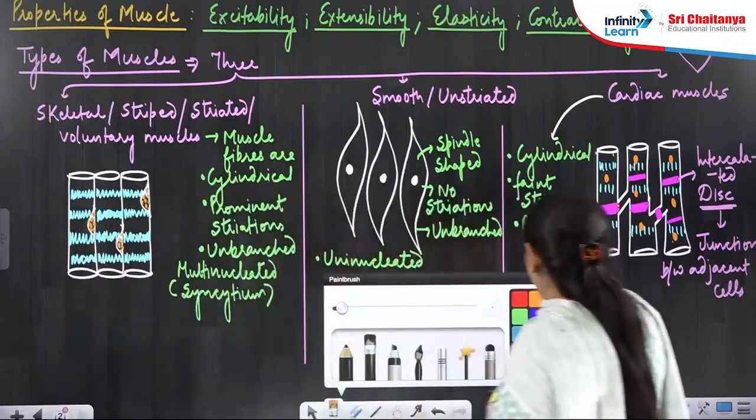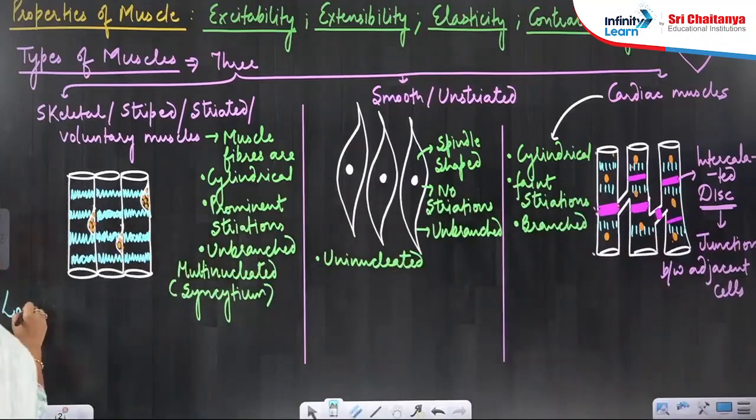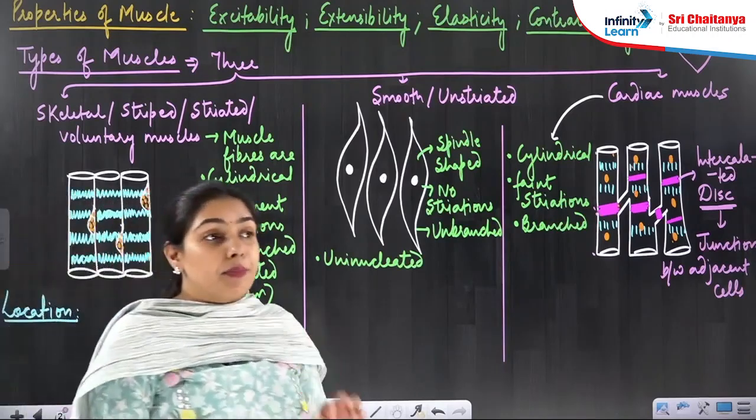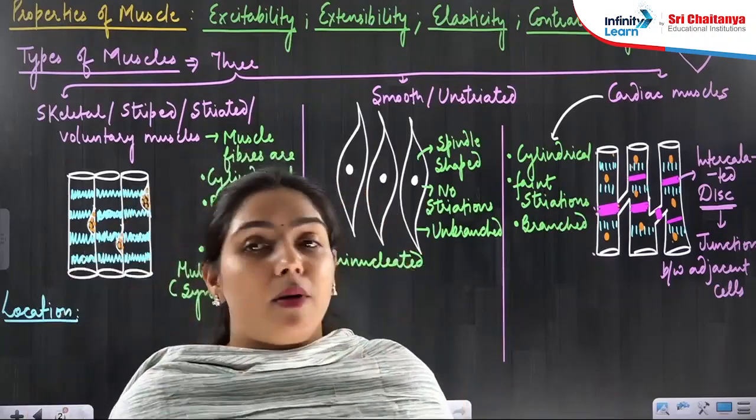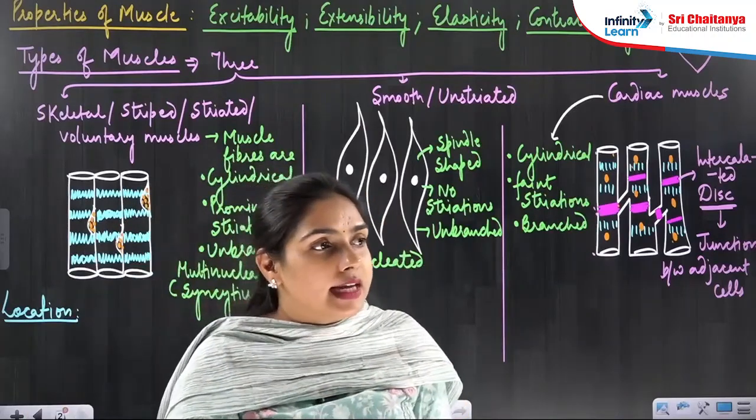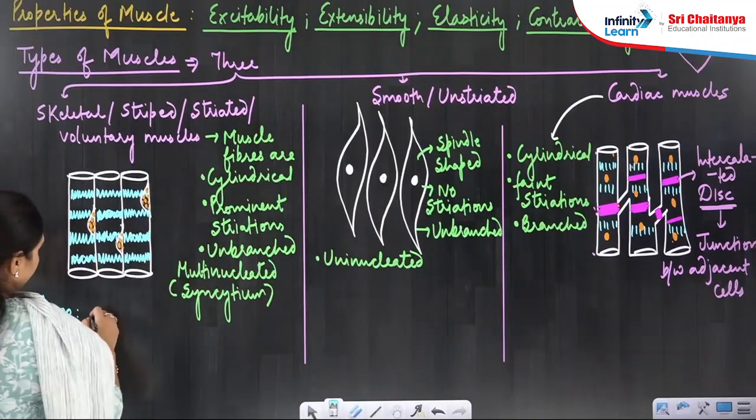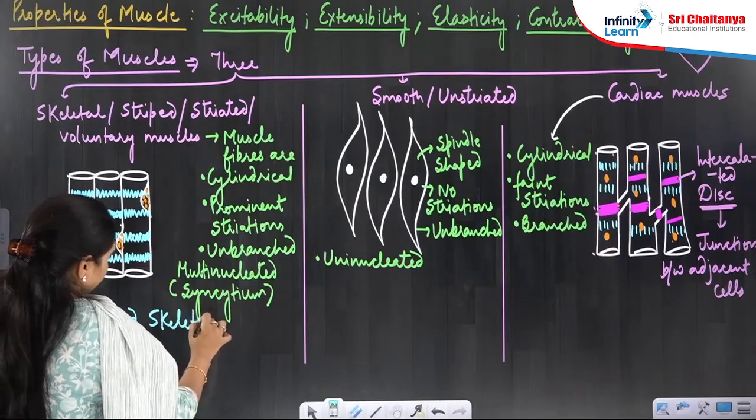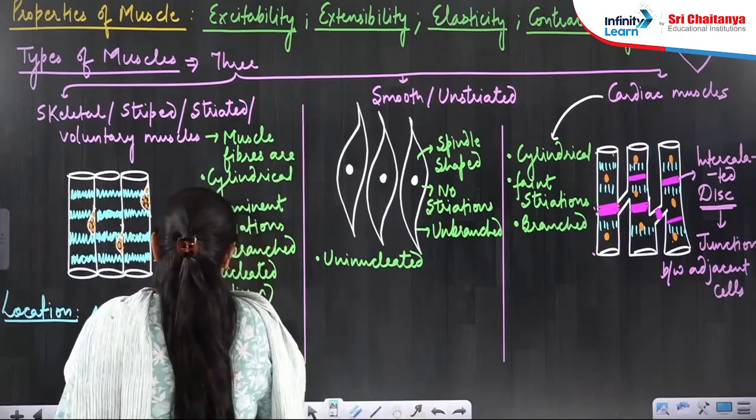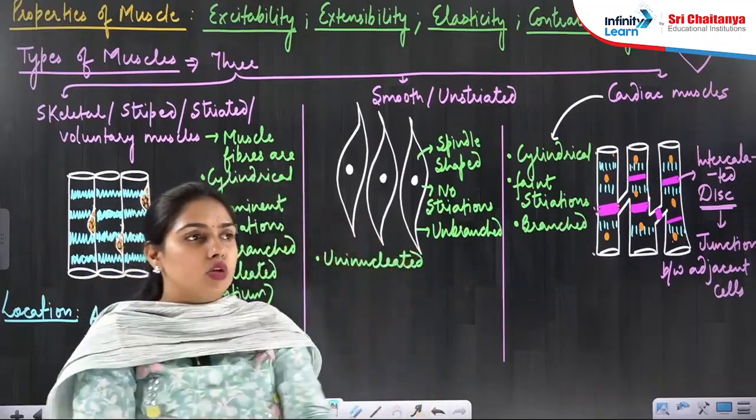Now let us talk about their location, beta. What is the location of skeletal muscles? That is, their name suggests. Skeletal muscles are present around the skeletal system. So skeletal system is made up of bones. Those are making your endoskeleton, right? So location of skeletal muscles will be around skeleton. They are present around skeleton. Skeletal muscles are attached to the skeleton. These are skeletal muscles. We have endoskeleton bones, right?